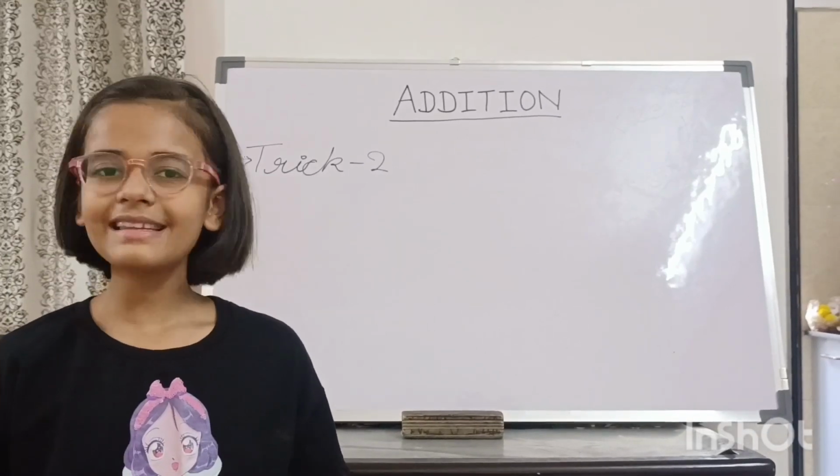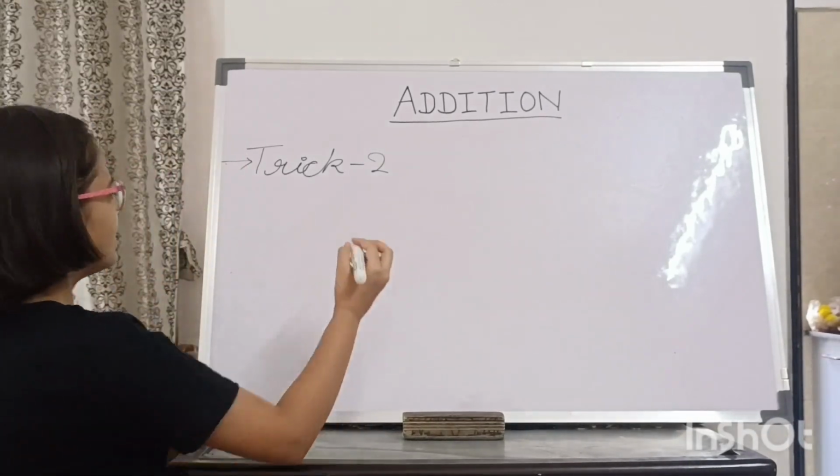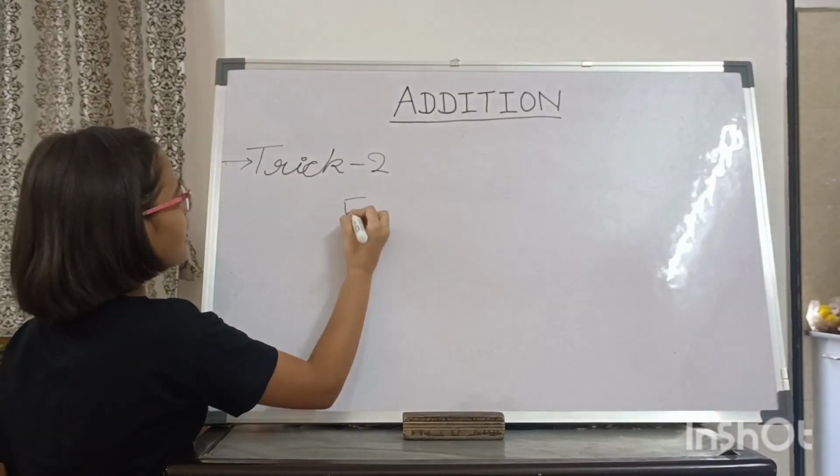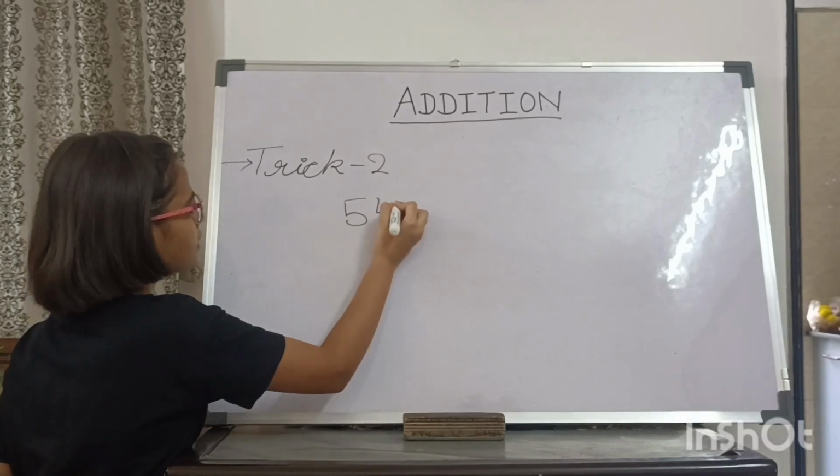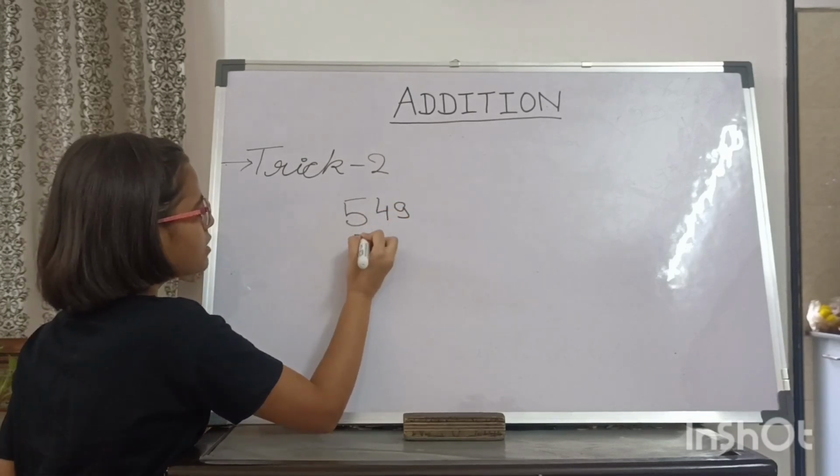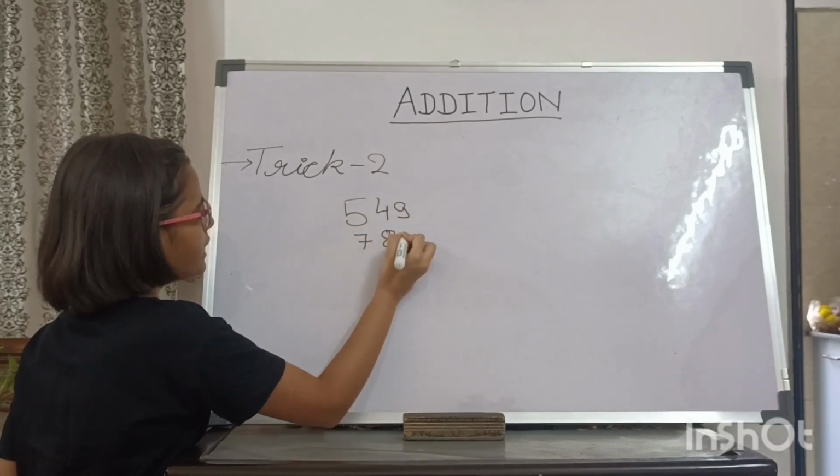So now let's learn the second trick. For example, let's take 549 and 782.